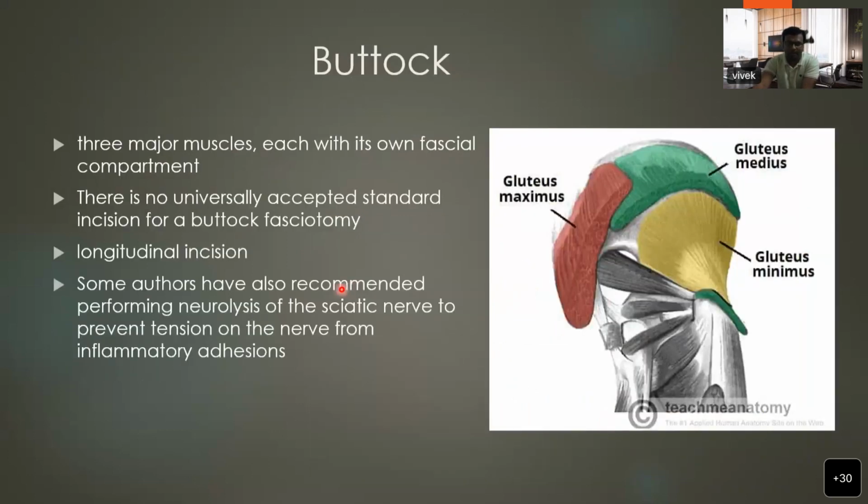The buttock has basically three major muscles, and each has its own fascial compartment. There is no universally accepted standard incision for buttock fasciotomy. A longitudinal incision is placed, and some recommend neurolysis of the sciatic nerve to prevent tension on the nerve from inflammatory adhesions postoperatively.